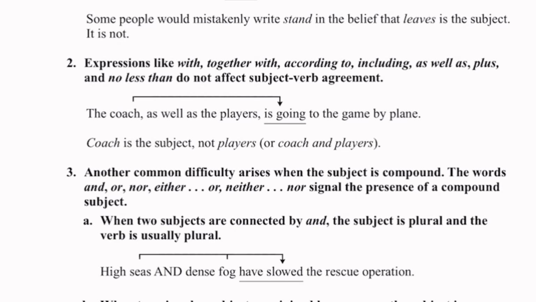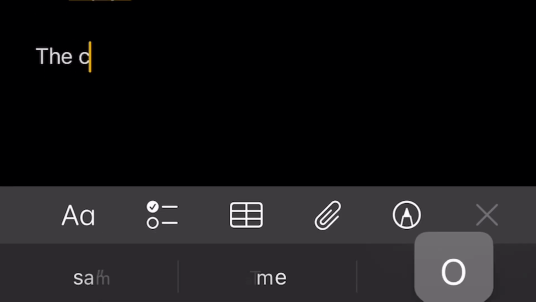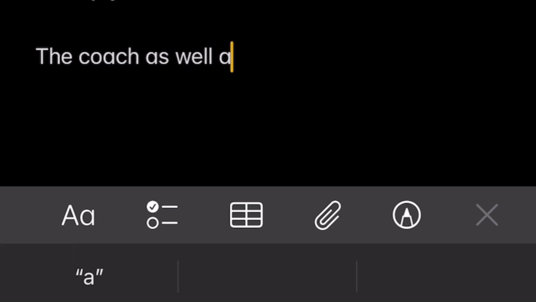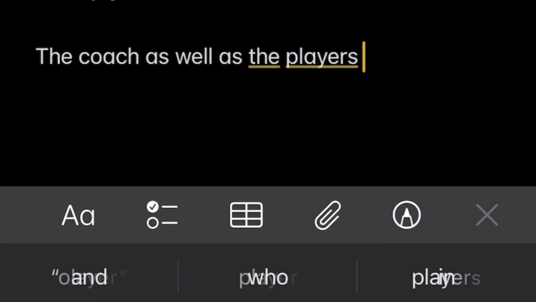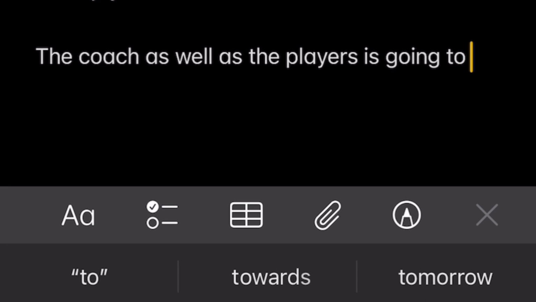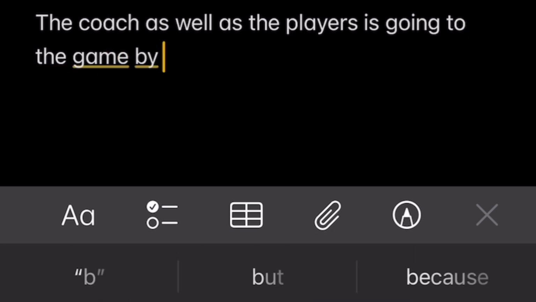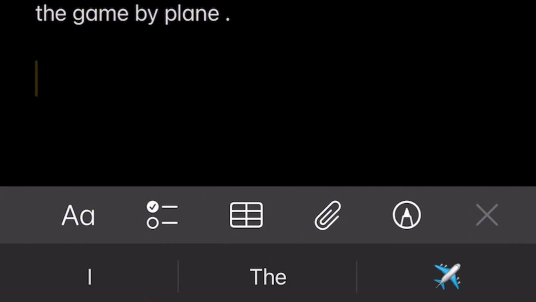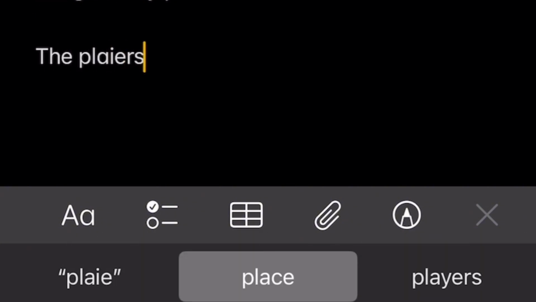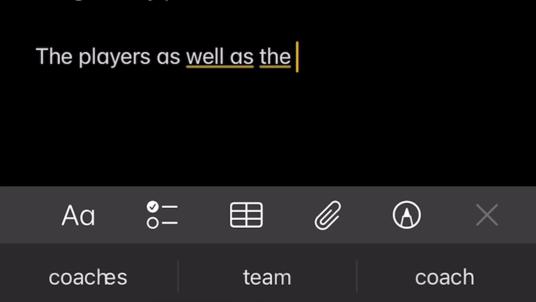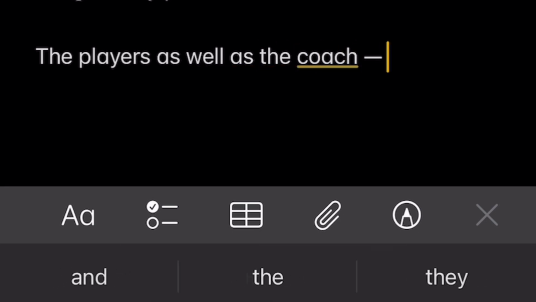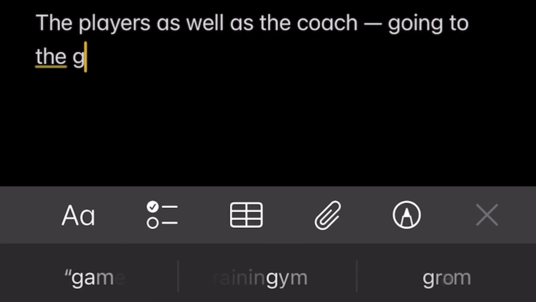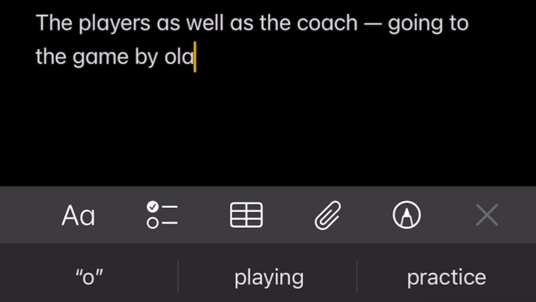Now, look at this: the coach as well as the players is going to the game by plane. Why? Because the coach is our subject. Now, what about if it is the players as well as the coach going to the game by plane? What would be our answer?